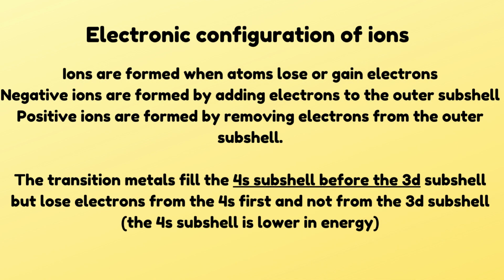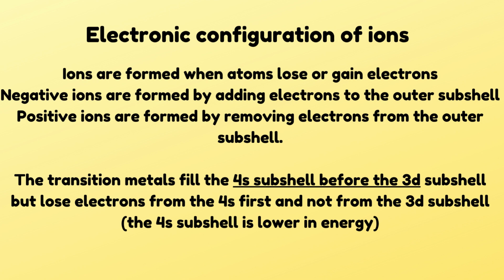Now, when it comes to the electronic configuration of ions, as we have already seen, ions are formed when atoms lose or gain electrons. Negative ions are formed by adding electrons to the outer subshell. Positive ions are formed by removing electrons from the outer subshell. Transition metals fill the 4s subshell before the 3d subshell, but lose electrons from the 4s first. So this is a point you have to note. It's very important. When you fill in, you fill up the 4s first, then the 3d.